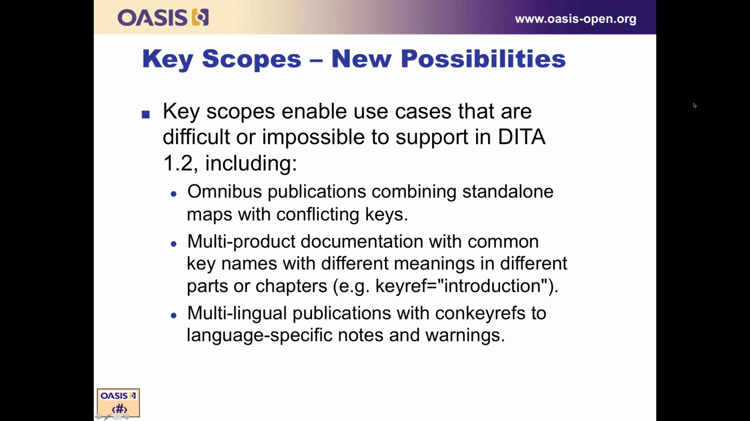And the last use case I want to bring up is this idea of a multilingual publication using conkeyref. Generally, when you send a topic off for translation, the translators will translate the topic, but they won't translate the conkeyref attributes in that topic. And so before, you would take your translated topic and you would have to have a different book for each language so that the keyref resolves correctly. But now in DITA 1.3, you can embed multiple translations in the same publication and wrap them in a key scope specific to that language, and the conkeyref will resolve appropriately.